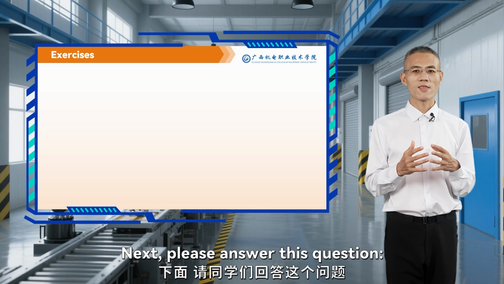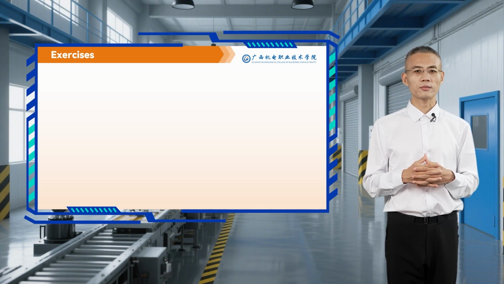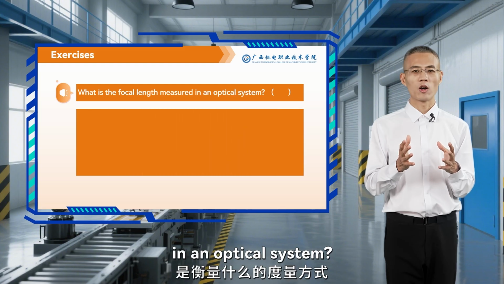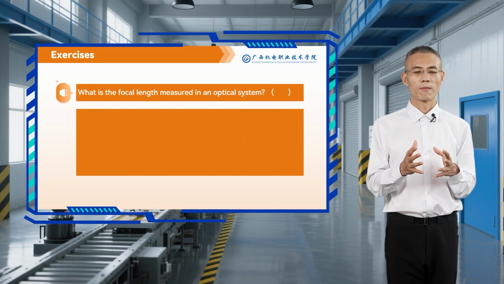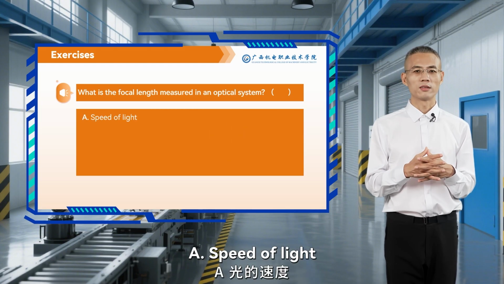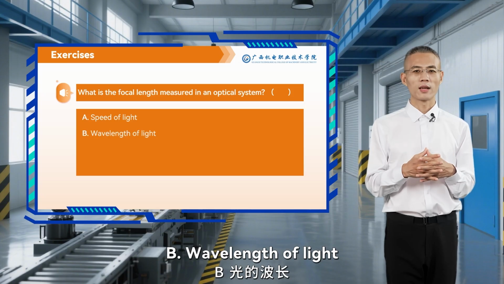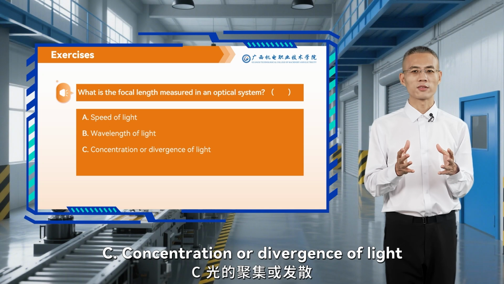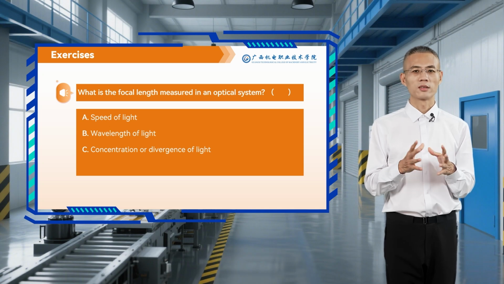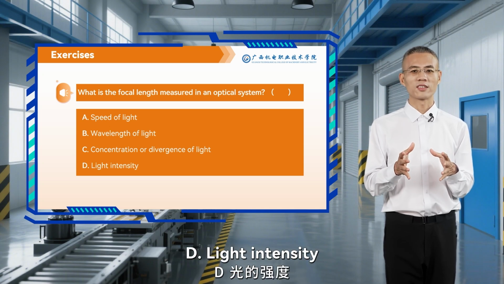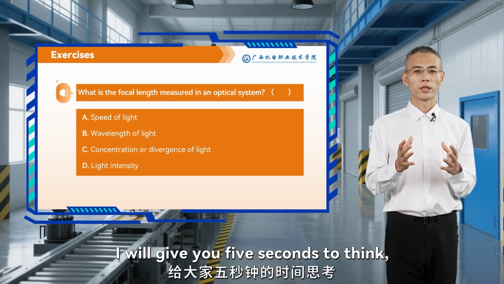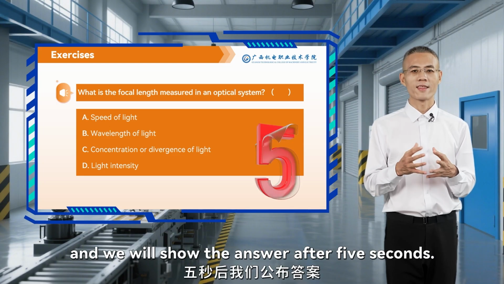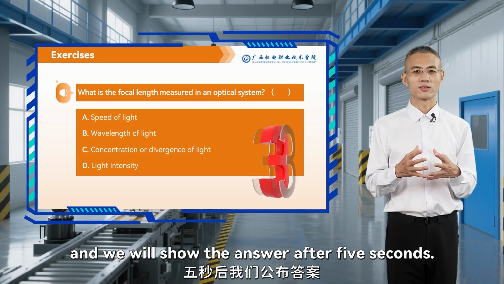Next, please answer this question. What is the focal length measured in an optical system? A. Speed of light. B. Wavelength of light. C. Concentration or divergence of light. D. Light intensity. I will give you 5 seconds to think and will show the answer after 5 seconds.